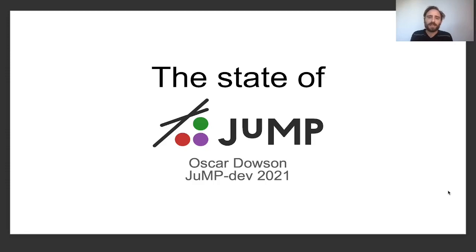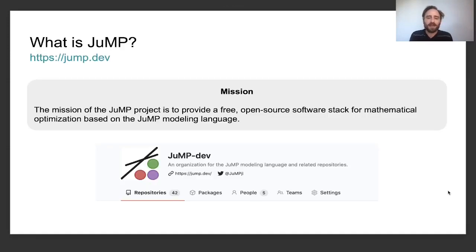So if you're just joining this talk and you don't necessarily know what JuMP is, I thought I'd start by introducing everyone to JuMP. JuMP is a few things. It's a package in Julia, JuMP.jl, but it's a few other things as well. It's a GitHub organization, JuMP-dev. It's also a website, JuMP.dev. And in the GitHub organization, we have something like 42 repositories.